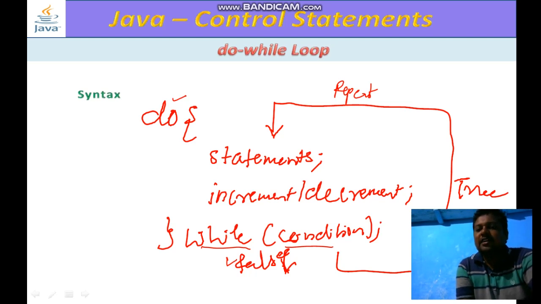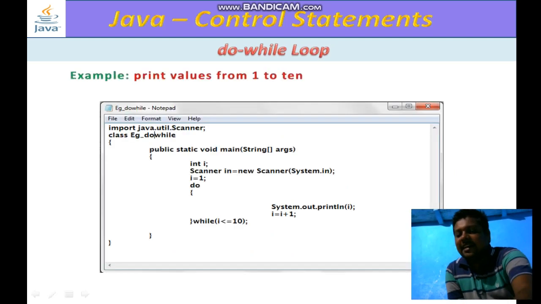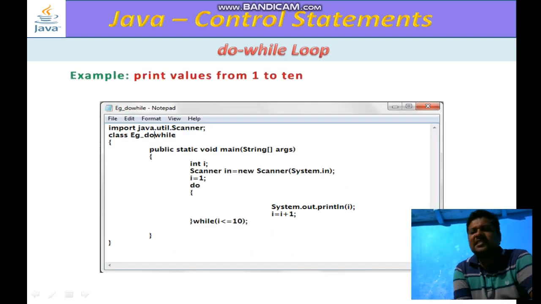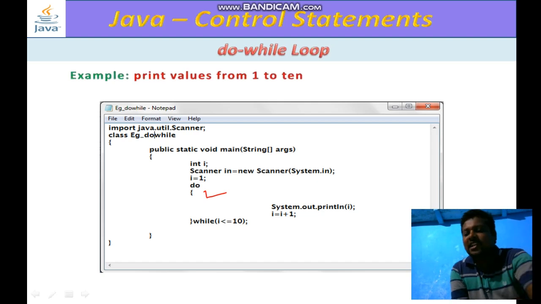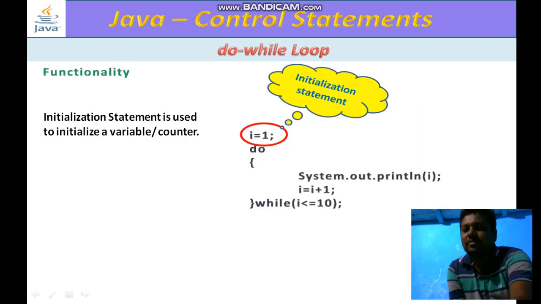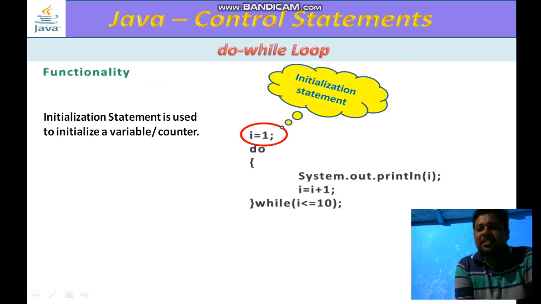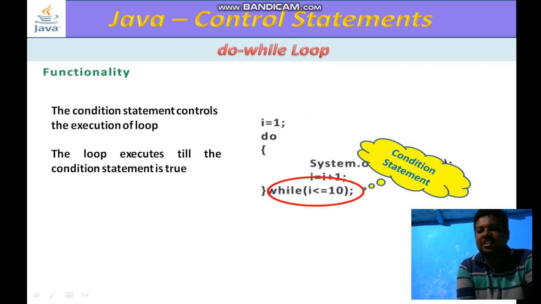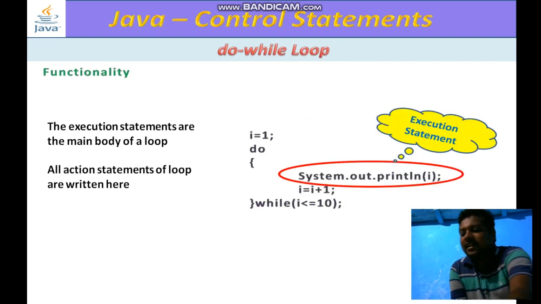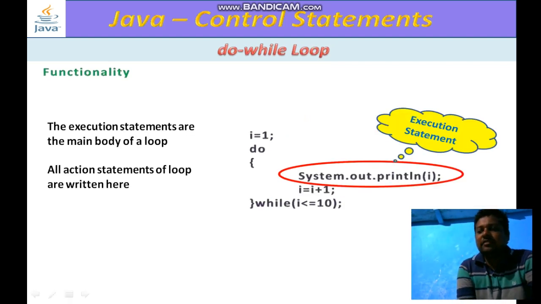We will see this with an example. This is a program example. Maybe you will get confused with that, so we will see how this do while loop executes, step by step. First we have an initialization statement. Before starting the loop, we have to initialize the value. At the end we have a condition statement, and in the body we have the execution statements.